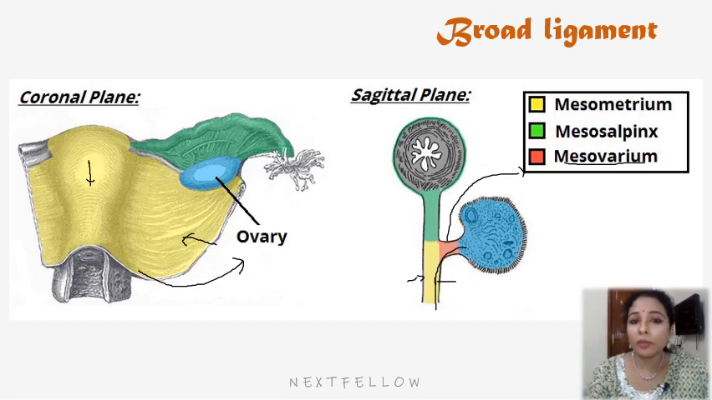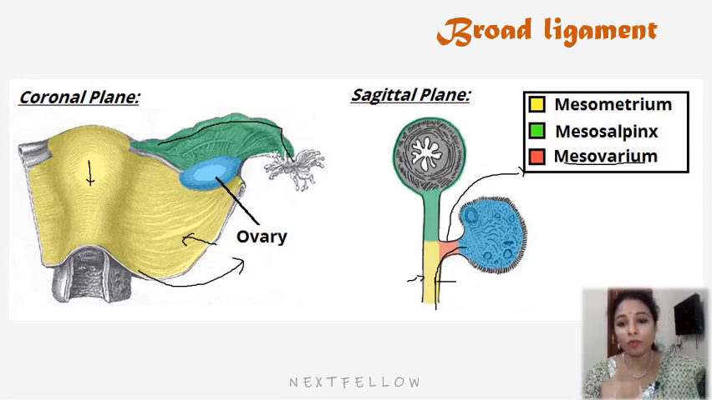And next, the mesosalpinx is the fold of the broad ligament that suspends the uterine tube. The green colored structure is the mesosalpinx. Here you can see the uterine tube traveling within the fold of peritoneum, which is called the mesosalpinx, which is the superior continuation of the broad ligament. And we can see the ovary is not covered by the peritoneum, but it is connected to the broad ligament by the meso-ovarian.